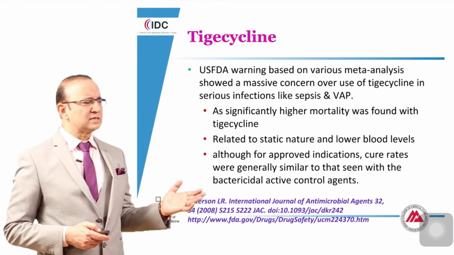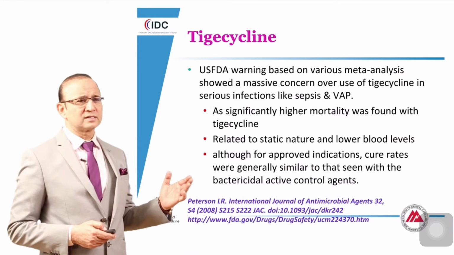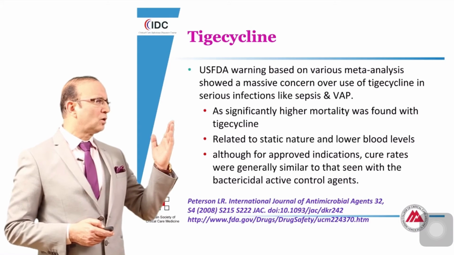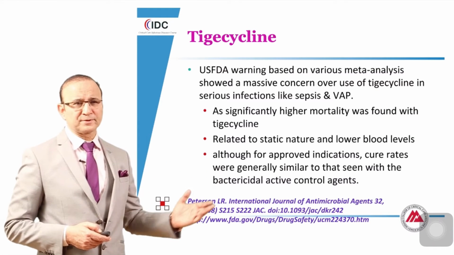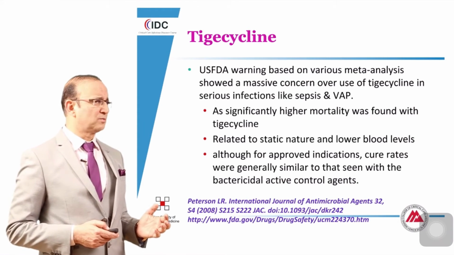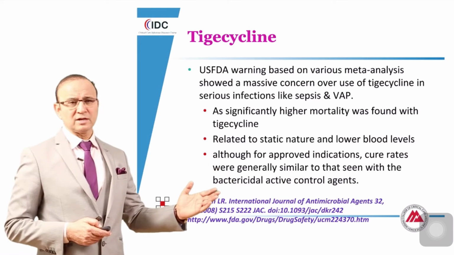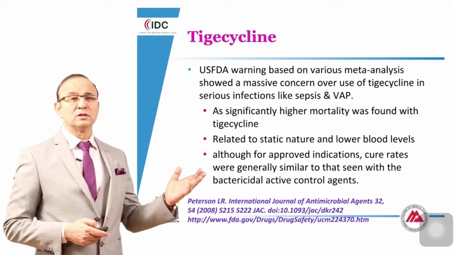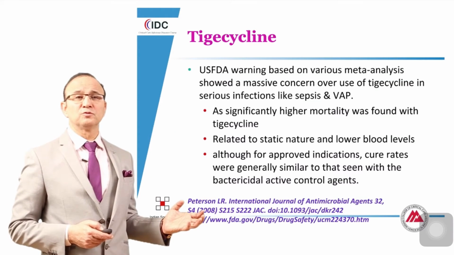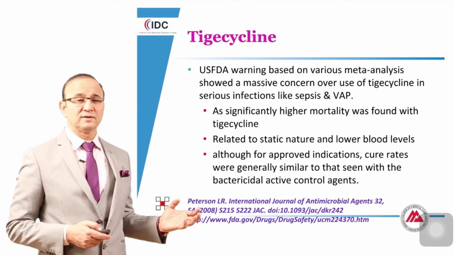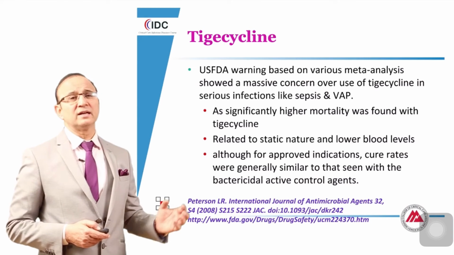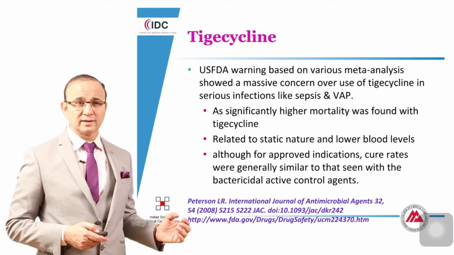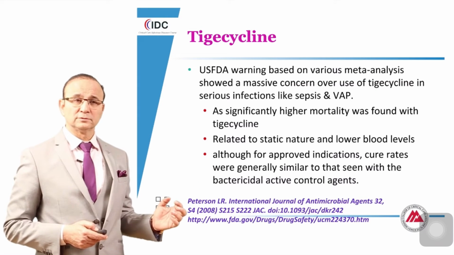The USFDA warning is based on various meta-analyses, and they said that you should not use this drug in a patient who has bacteremia or sepsis and ventilator associated pneumonia. The bacteremia, I have already said, this drug goes out of the blood very soon, so you will not be able to use this drug for bacteremia or a severe septic patient, and for ventilator associated pneumonia, because it has not been found to be effective in this infection.